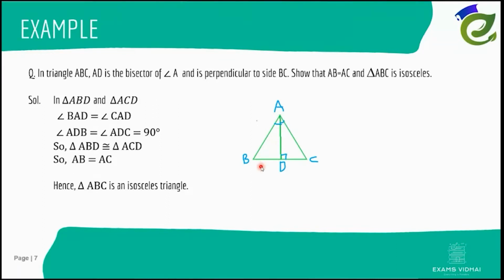Now, if two triangles are congruent, then their corresponding parts are equal. This is called CPCT: corresponding parts of congruent triangles are congruent. So we showed that triangle ABD is congruent to triangle ACD. Then the first two letters, AB equal to AC, by CPCT. As AB equals AC, it will be an isosceles triangle because two sides are equal.